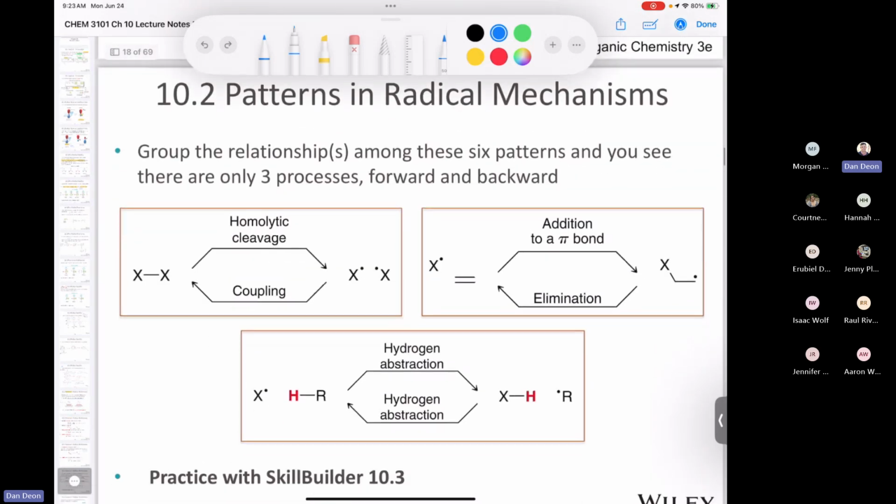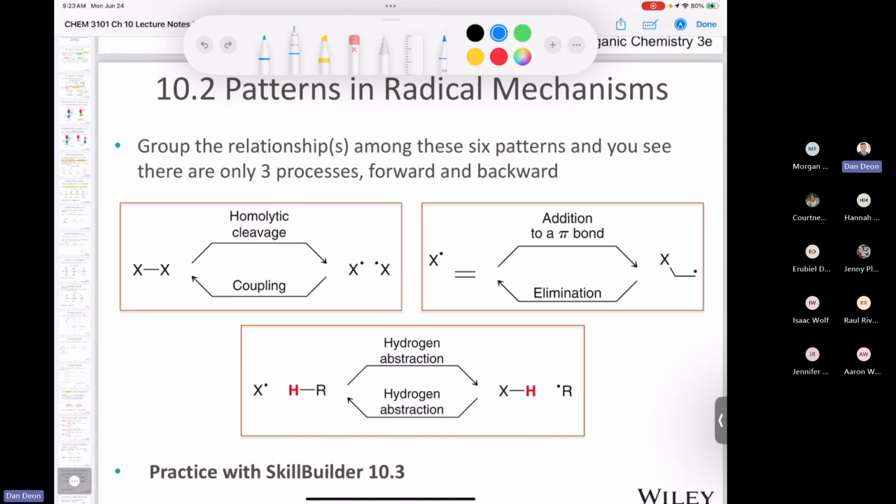Okay, so it says here, group the relationships. So we have reaction number 1, we have reaction number 6, we have reaction 2, we have 5, and then this is reaction number 3, and this is reaction 3. Okay, so then 4 and 4 would just be the same thing. The reverse of a halogen abstraction is a halogen abstraction. Okay, but hopefully that helps to kind of put things in perspective a little bit.